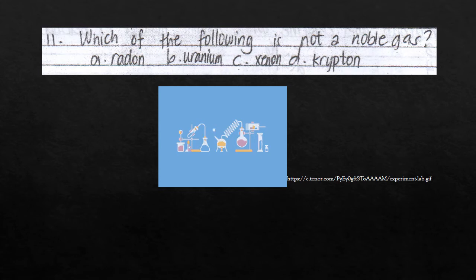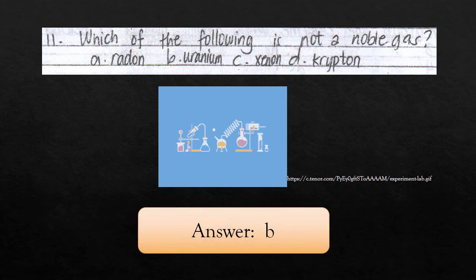Number 11. Which of the following is not a noble gas? A. Radon, B. Uranium, C. Xenon, or letter D. Krypton? Now the answer is letter B, uranium.